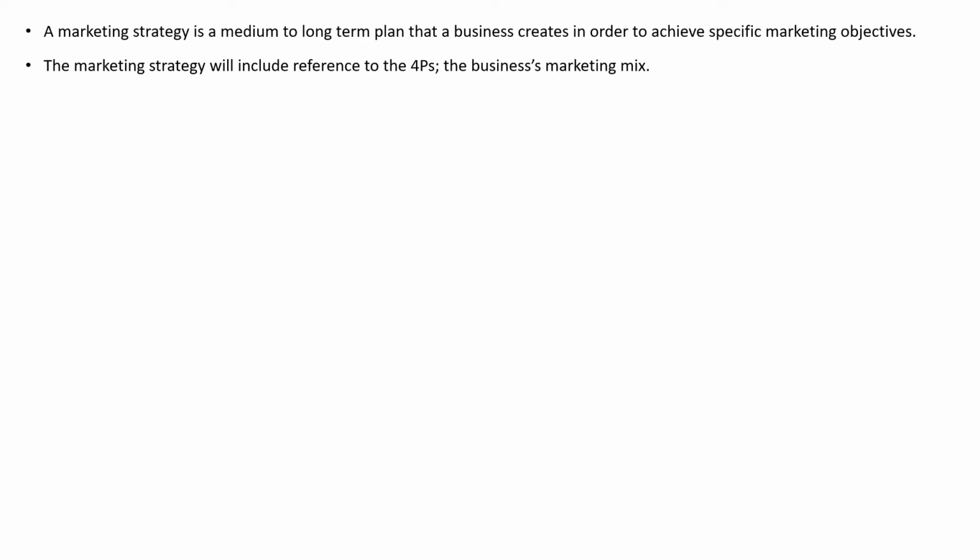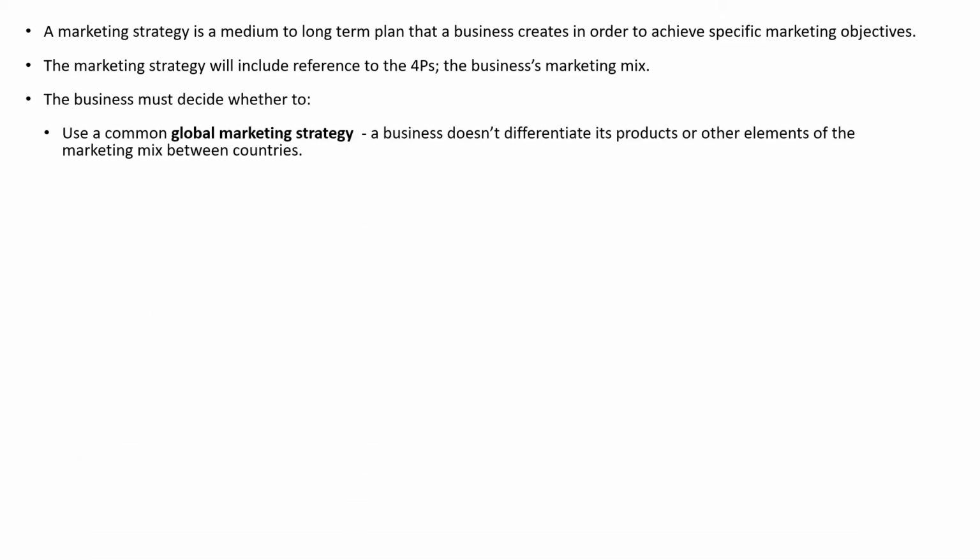So as we've seen before, a marketing strategy is a medium to long-term plan that a business creates in order to achieve specific marketing objectives. And the marketing strategy will include decisions on the 4 Ps, the business's marketing mix. Now, when the business decides to expand internationally, it must also consider what it's going to do to its marketing strategy. It could use a common global marketing strategy.